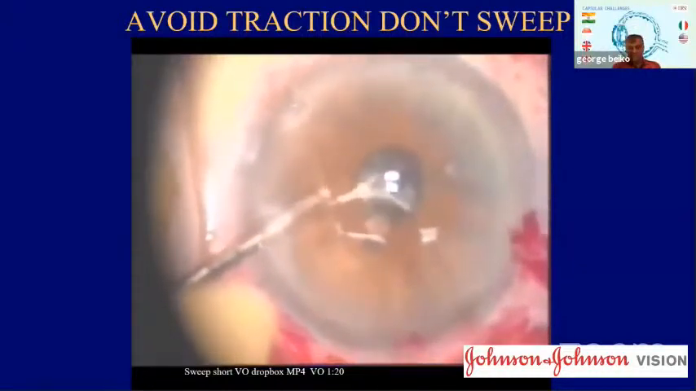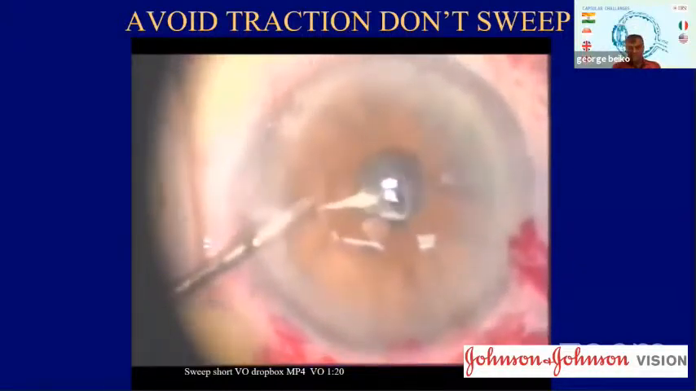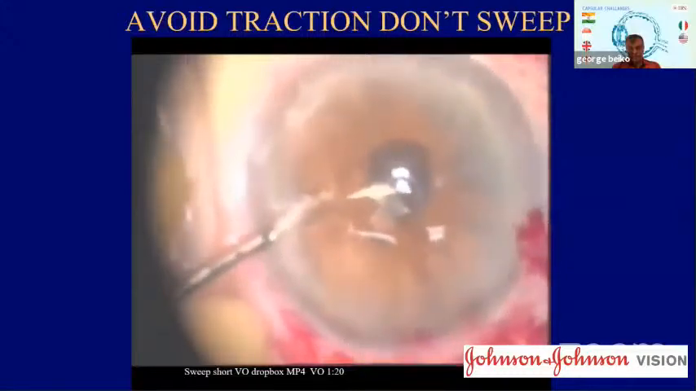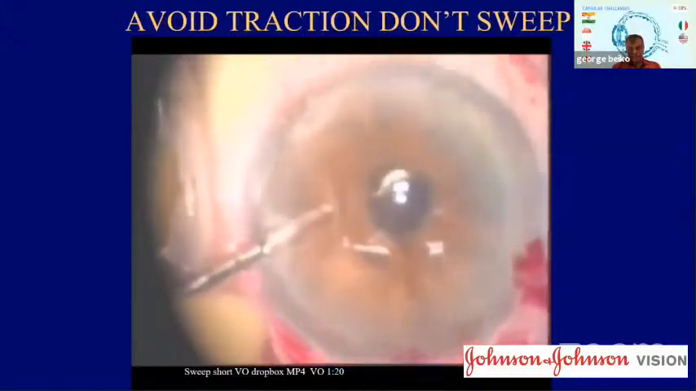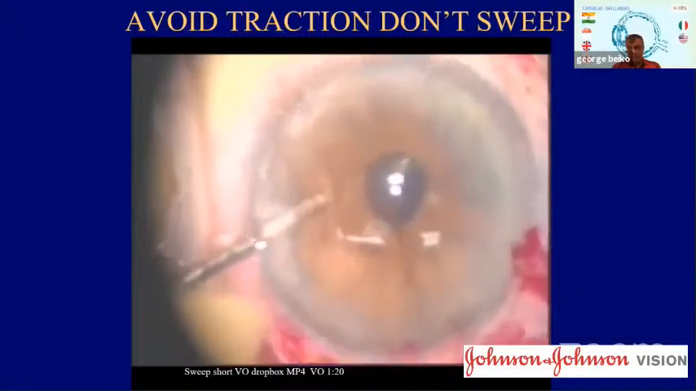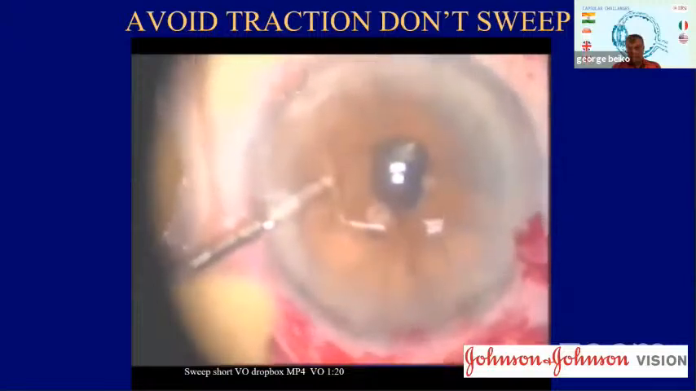If we were doing this through the anterior chamber, we'd be allowing the gradient of pressure to be lower anteriorly than posteriorly, but here the low pressure is going to be posterior, and so we can be very effective.